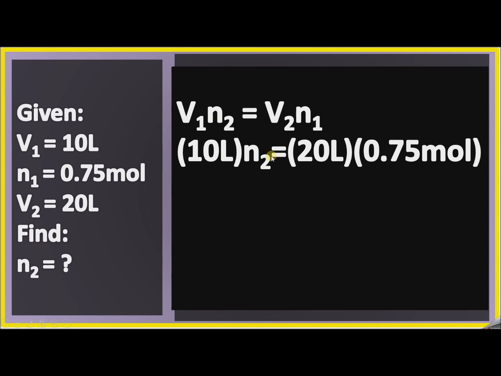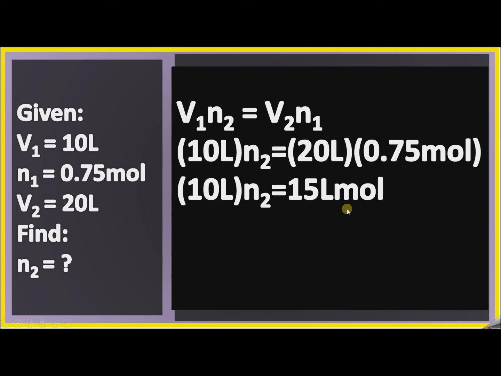So, we write N sub 2 is equal to V sub 2 is 20 liters. N1 is 0.75 mole. Ayan. So, we multiply 20 liters times 0.75 mole. We have 15 liter mole. Okay? Kasi 20 times 0.75 is 15. Liter times mole is liter mole. Okay? So, parang variable lang yan. Okay? Parang x times y is xy. Liter times mole is liter mole.